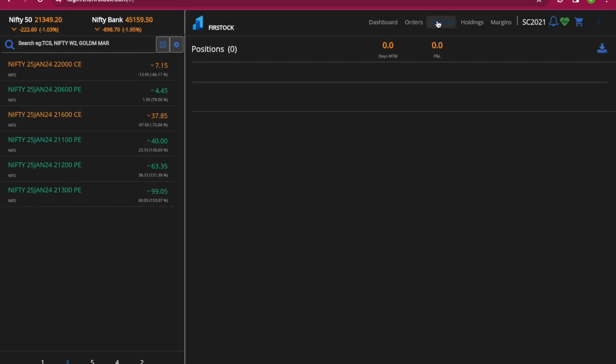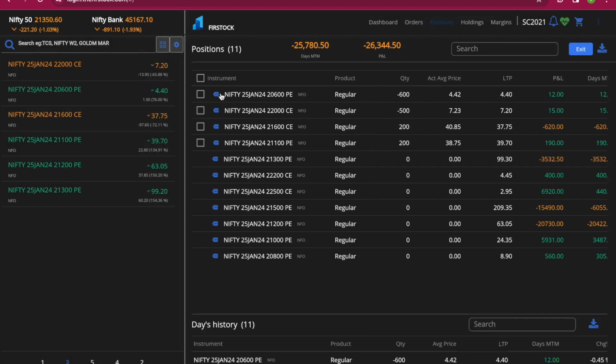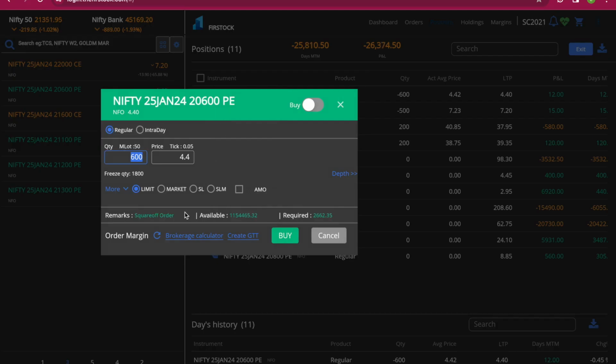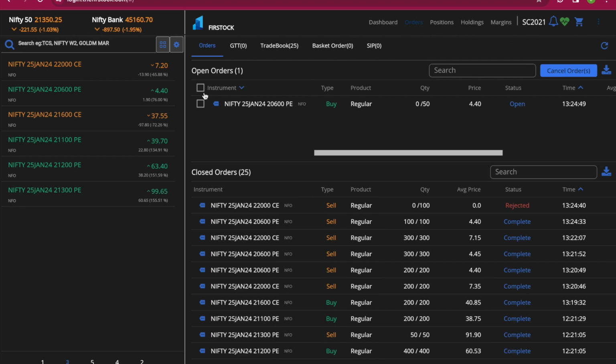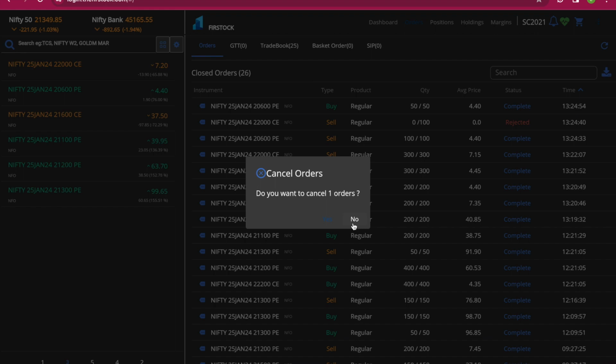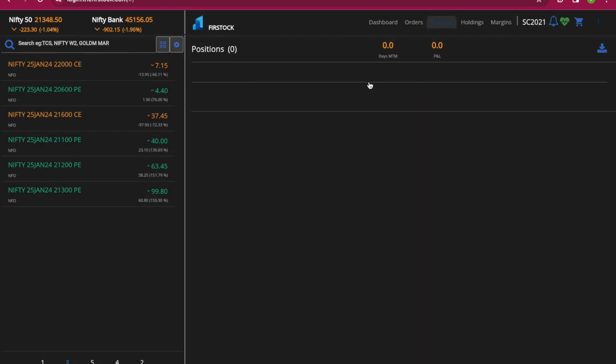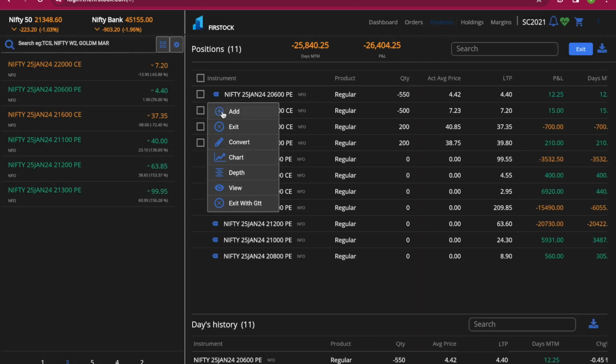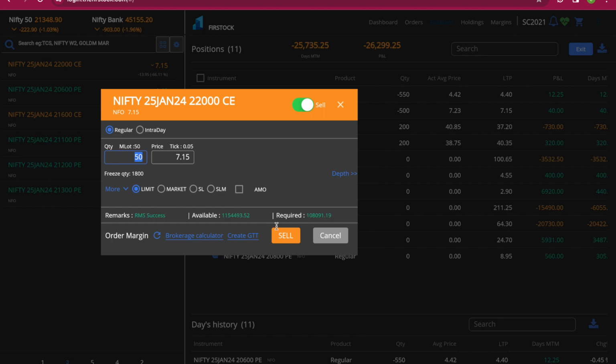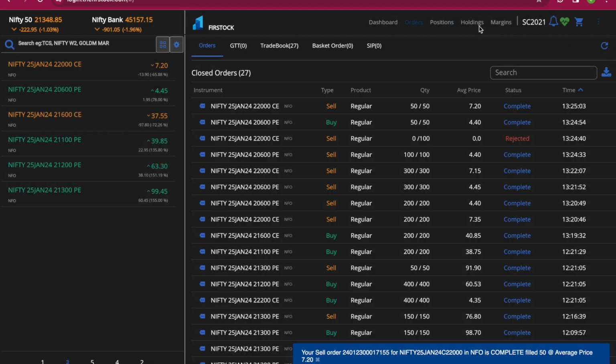So this is getting rejected. Okay, this position is getting rejected. What I can do is exit this for 50 lots and buy this. So what I can do is let it be, cancel orders. Okay, this order is executed. So what we can do is go ahead and add the upper end, and we can go ahead and sell this. The order is executed.